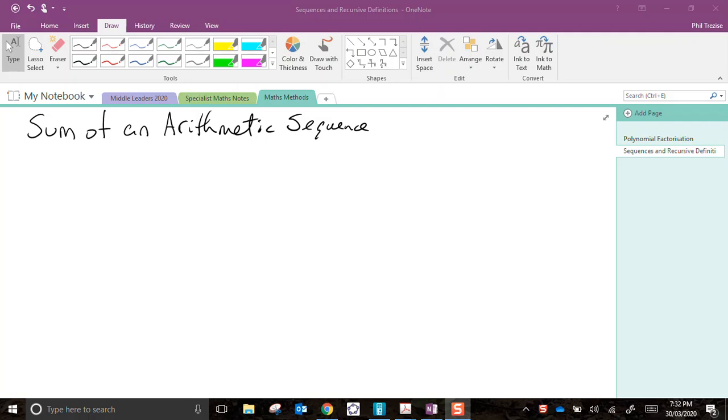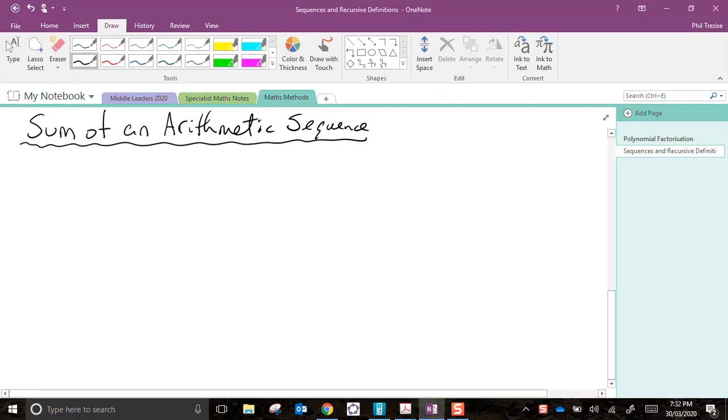Hi everyone, today we're going to talk about the sum of an arithmetic sequence. So let's just begin with a fairly straightforward little sequence here. Let's imagine we had a first term equal to 2 and we had a common difference of 3. Now let's say we want to talk about 5 terms of this sequence.